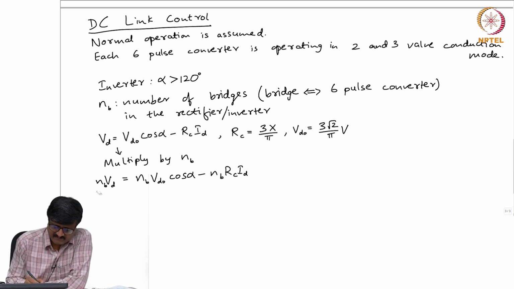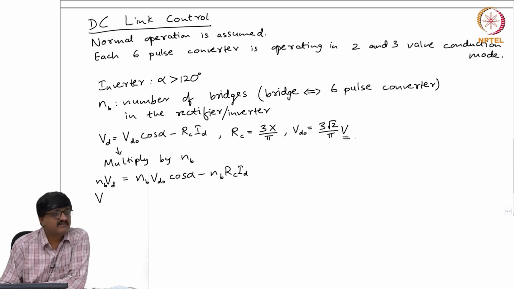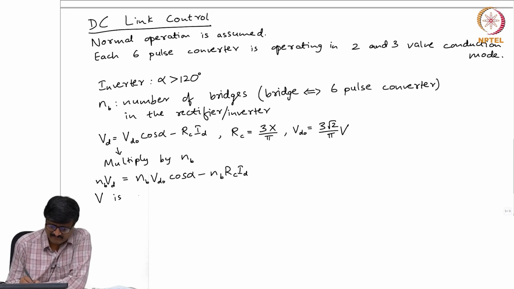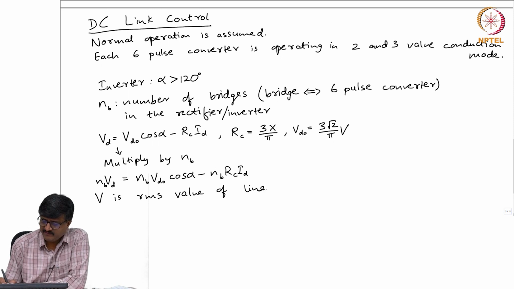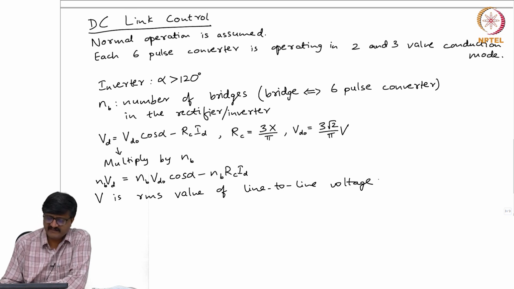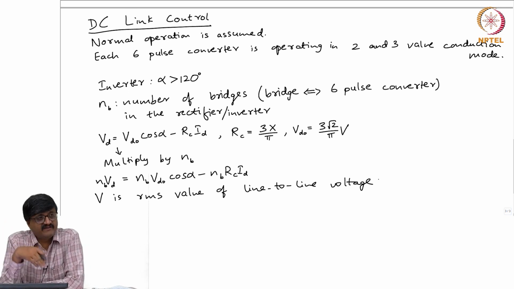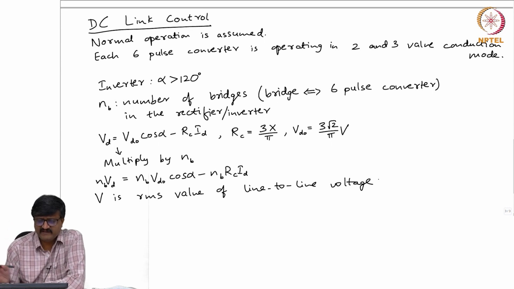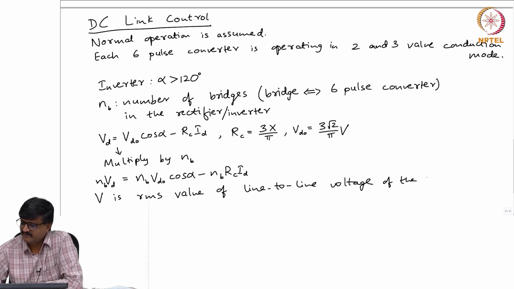this V, what I am talking about, see this V in the expression for VDO. There is a V in the expression for VDO. So, V is the RMS value of line to line voltage. If I take one of the bridges on the rectifier side or inverter side, one at a time, suppose I am considering one of them, then V is the RMS value of line to line voltage of the AC system bus.